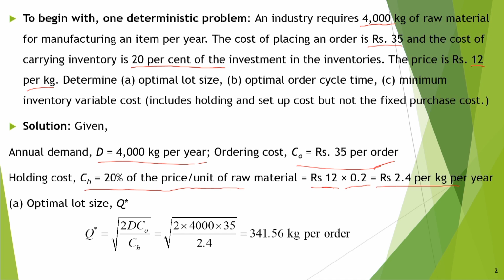Now, you have got the data; by economic order quantity model you get Q star is equal to under root 2DC0 divided by CH. So, put the values: 2 into 4000, C0 means ordering cost, that is 35, CH means holding cost per unit in that period, that is 2.4 only. So, if you do that, you are getting quantity as 341.56 kg per order. That is the answer about optimal lot size.